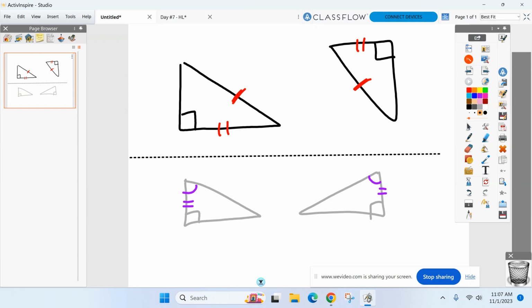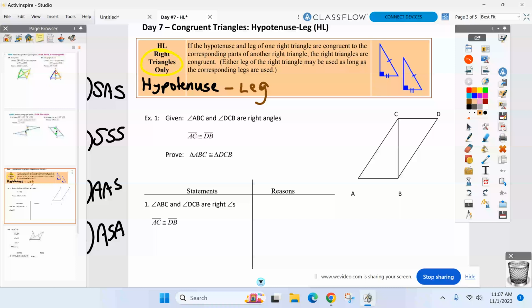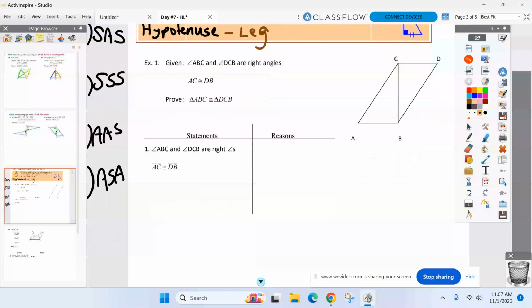All right, you ready to go? Ready to sniff an HL proof, maybe? All right, here we go. Let's take a look at this first one. Please just mark your diagram. That's it. Do not write down statement 2, anything in statement 2. Just mark the darn diagram.